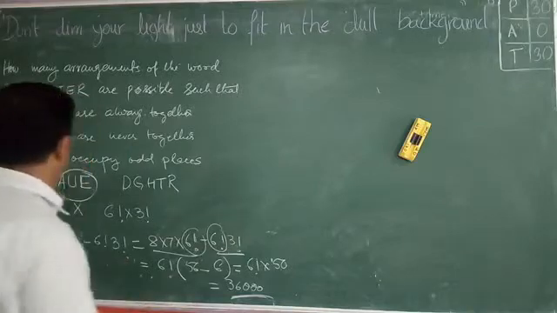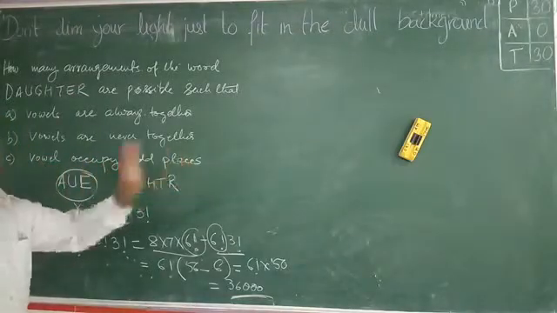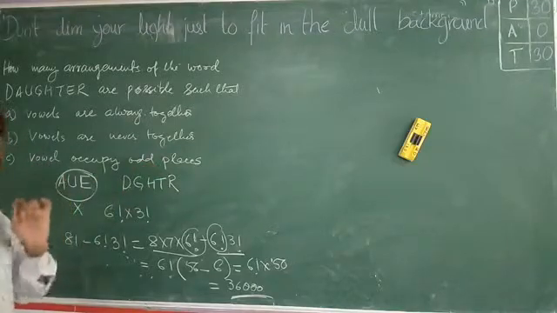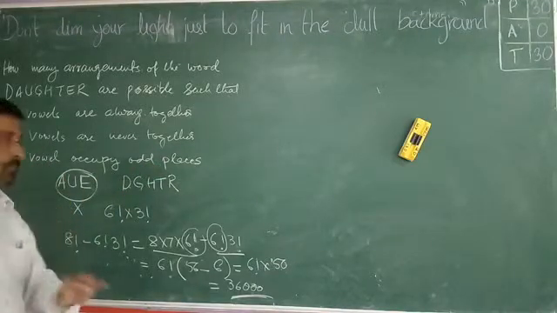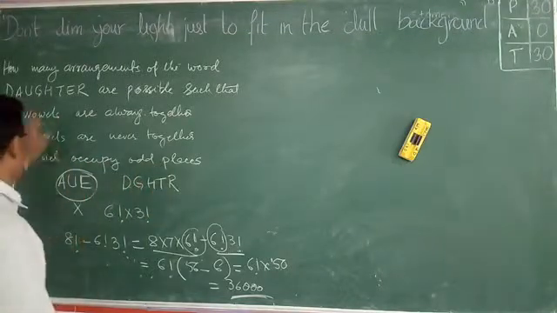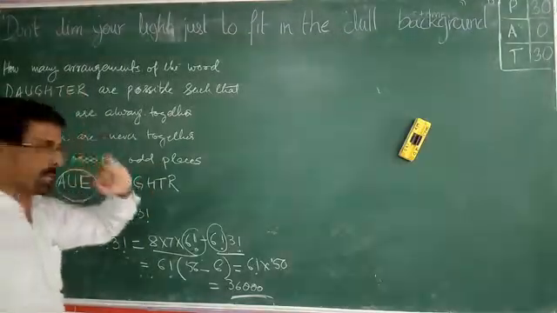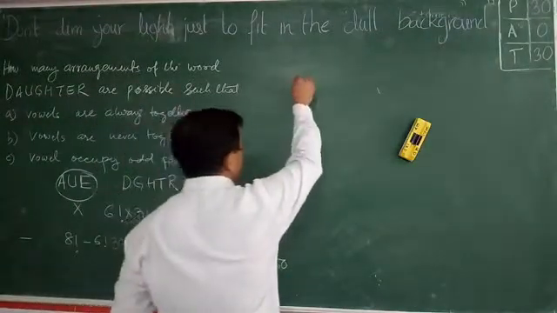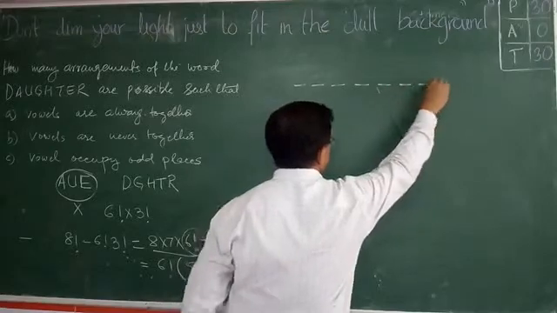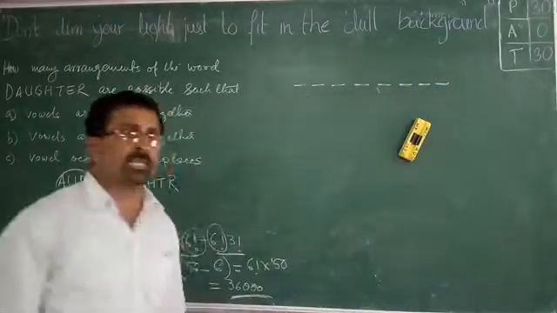Now we are only left with the vowels occupying odd places. Here you need to be a little careful because we need a trick. First of all, how many letters do we have? 8 letters. So we need 8 spaces first: 1, 2, 3, 4, 5, 6, 7, 8. We have these 8 spaces, right?